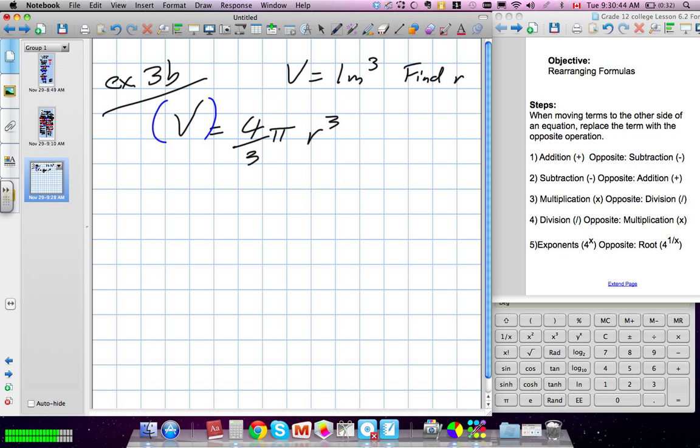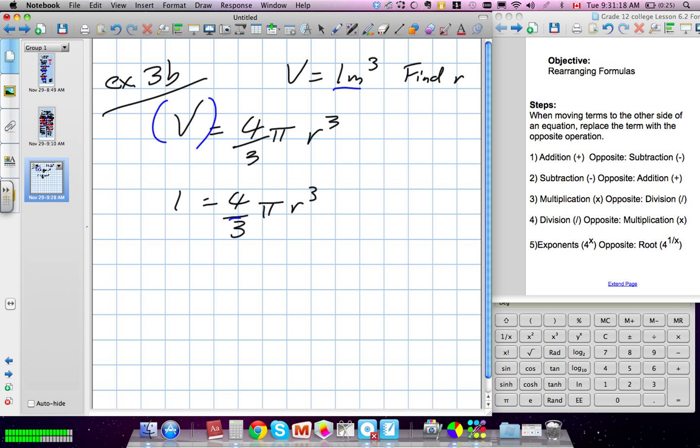So our very first step, I'm going to use our method 2 from before. And I'm going to replace the volume with the number 1. Because volume is equal to 1 meter cubed, we get 1 is equal to 4 over 3 pi r cubed. Now, there's quite a few things we need to do here. This is all multiplied by each other. So, what we're going to do is move one step at a time here.